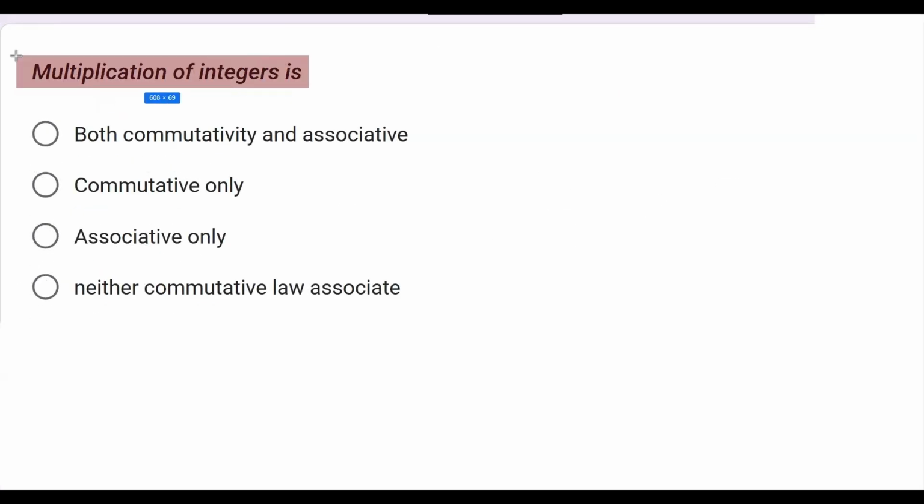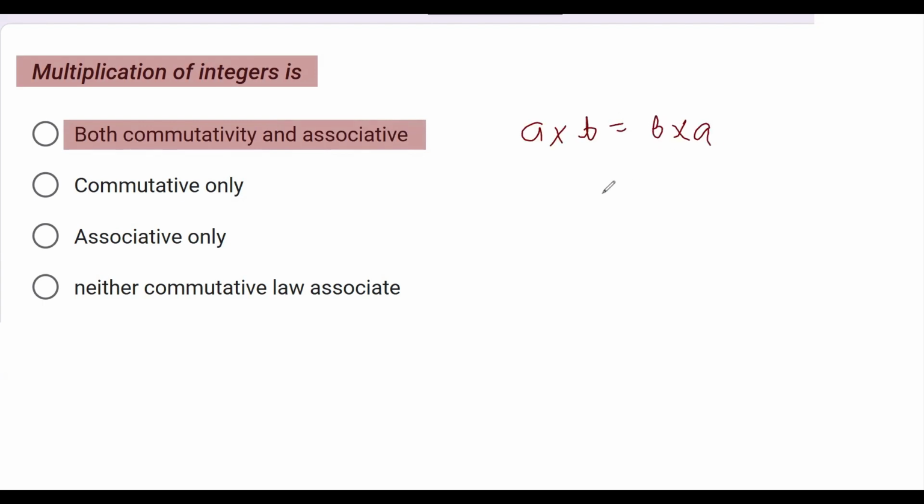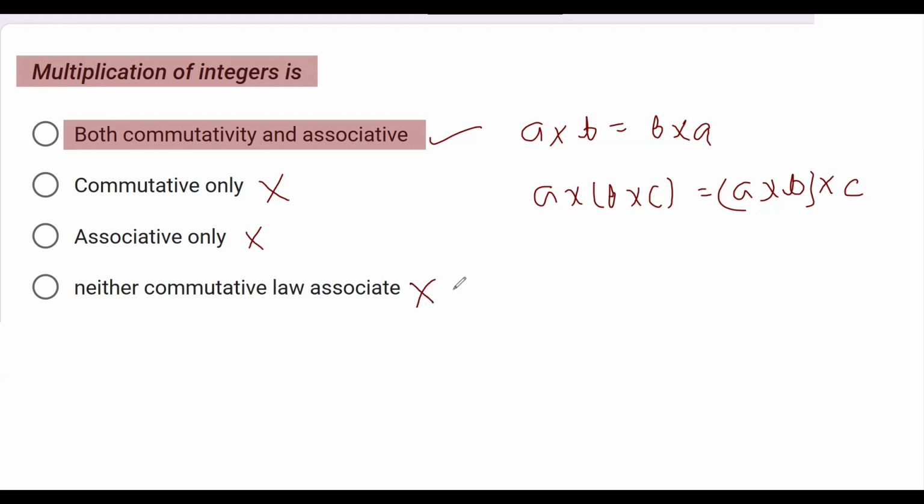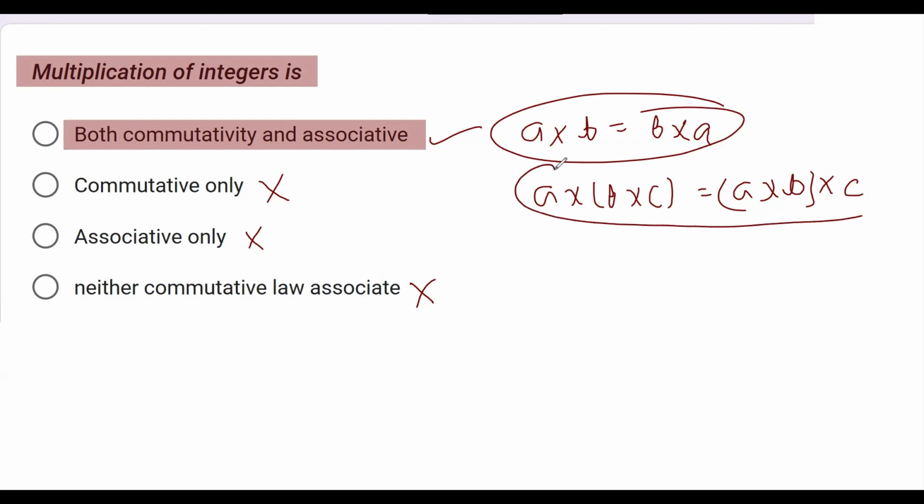Now this question says multiplication of integers. The first option is both commutative and associative. That is true. We can say that A multiplied by B in case of integers is the same as B multiplied by A. Same for the associative in case of multiplication, right? A multiplied by B multiplied by C is the same as A multiplied by B multiplied by C. So it is true. Now commutative only will be wrong and associative only will also be wrong. Neither commutative nor associative is wrong, as we can see that it is both commutative as well as associative.